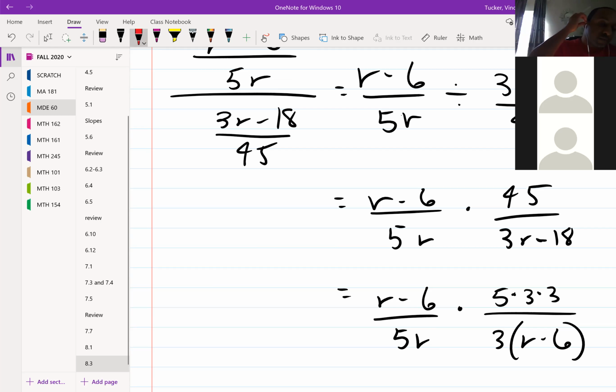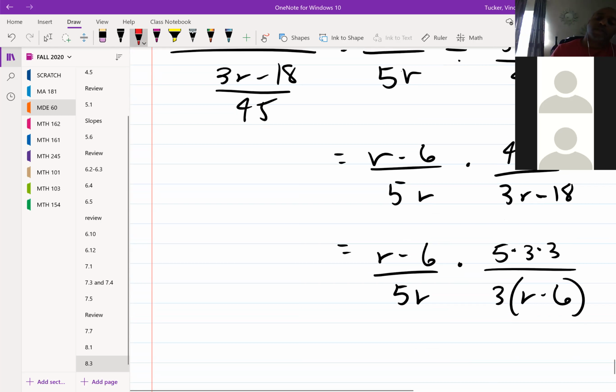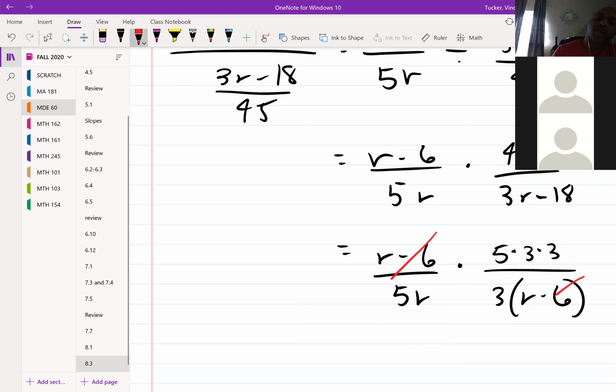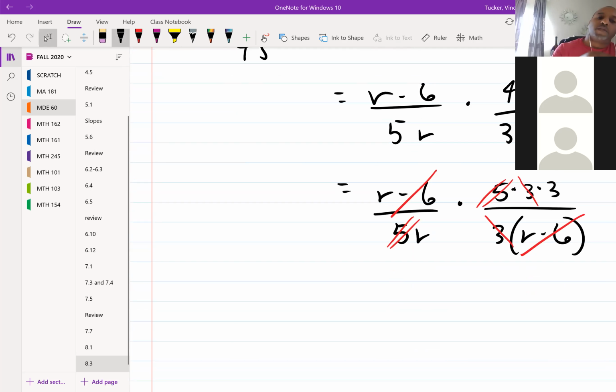Say that again. You broke up. You have to keep factoring. Yes. So that r minus 6 will cancel. 5 will cancel. And then one of those 3's will cancel. And you're left with 3 over 1, which is just 3.